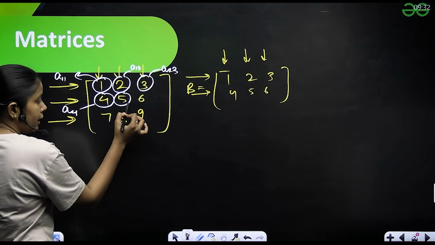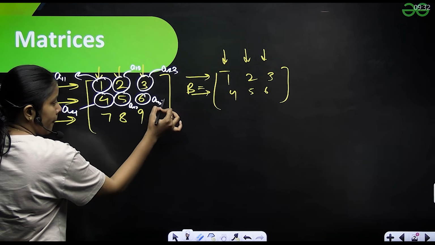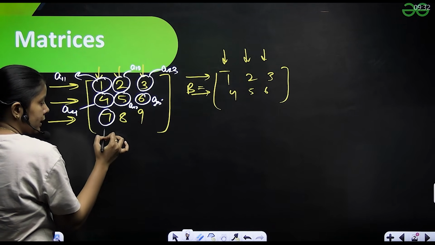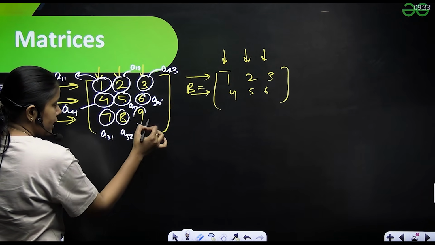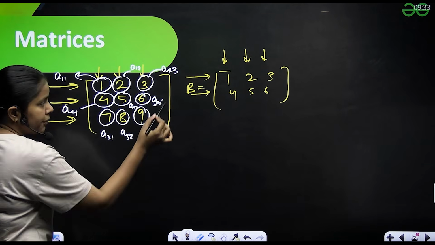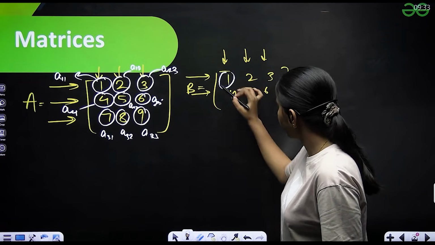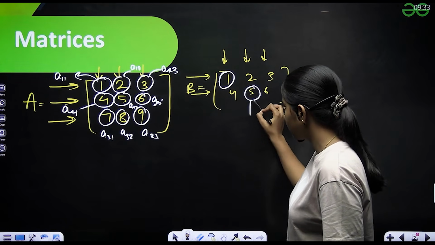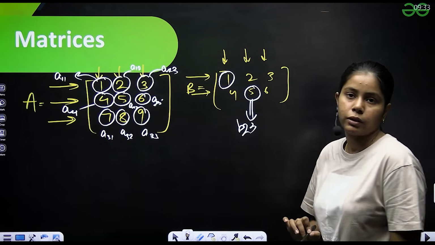This one is A22, and this one is A23, right? This one is A31, this one is A32 and this one is A33. Similarly, you can represent this B matrix as: this entry is B11. Let's say I ask you what this entry is. It is in the second row and third column, B23.